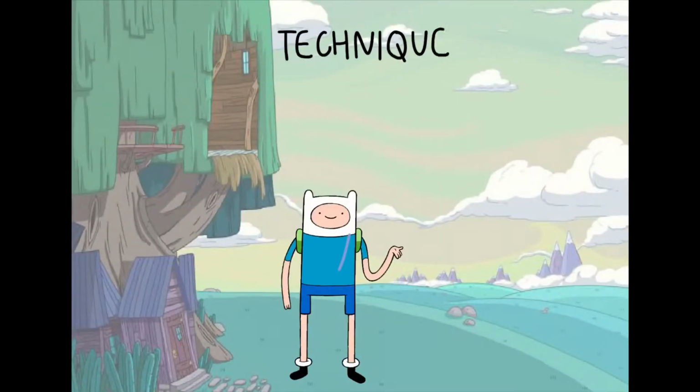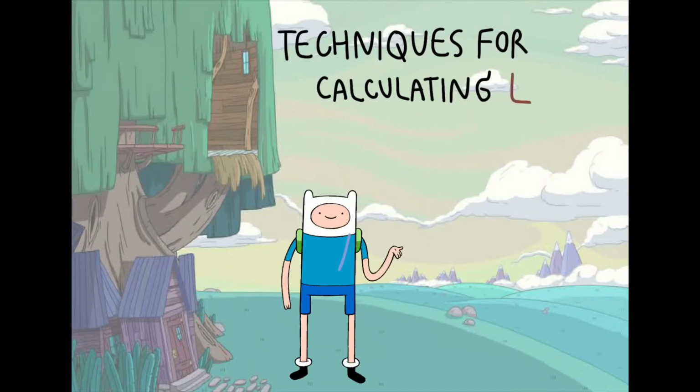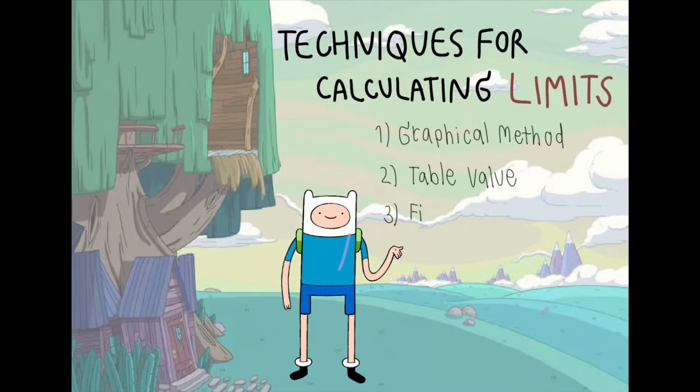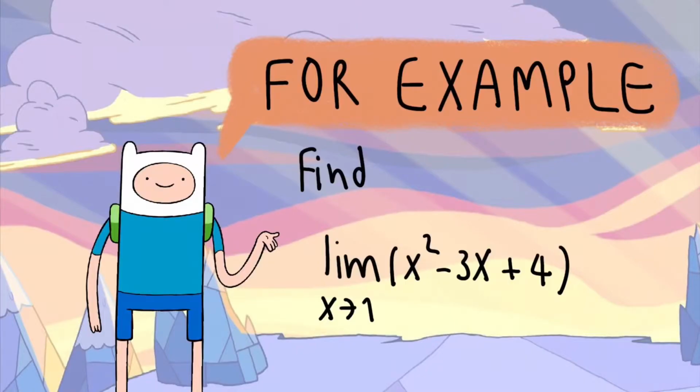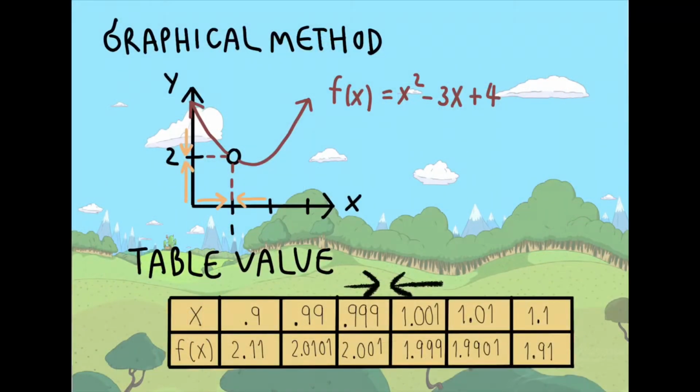Techniques for calculating limits. There are 3 common ways to calculate a limit: the graphical method, table of values, and finding it algebraically. Find the limit of x squared minus 3x plus 4 when x approaches 1. With the graphical method, from a graph of f of x, we see that the limit is equal to 2. In this example, the left-hand and right-hand limits approach the same value, which is 2.